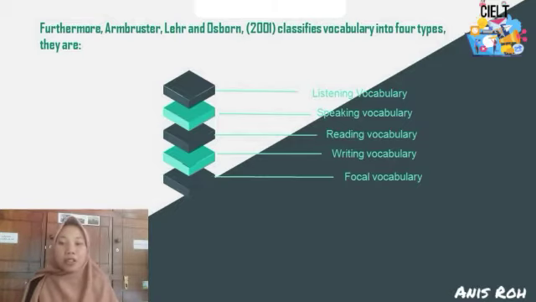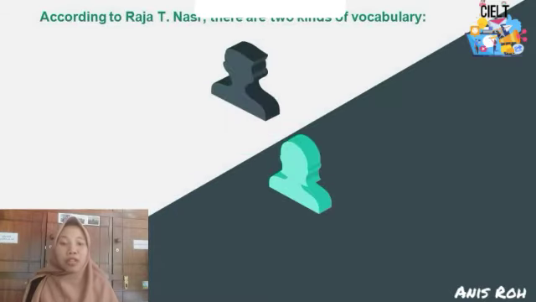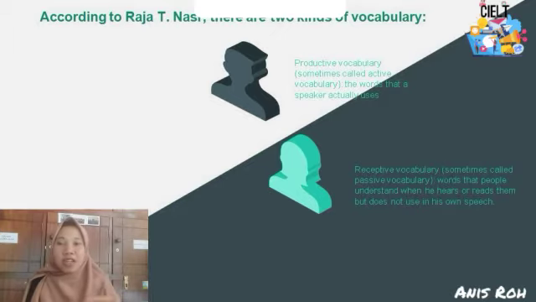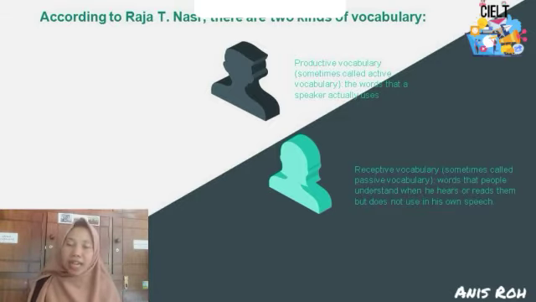Next, according to Rajatina, there are two kinds of vocabularies. Number one is productive vocabularies, sometimes called active vocabularies: the words that a speaker actually uses every day. Productive vocabularies are those they always use in daily activity, and at least we must know and say these vocabularies.